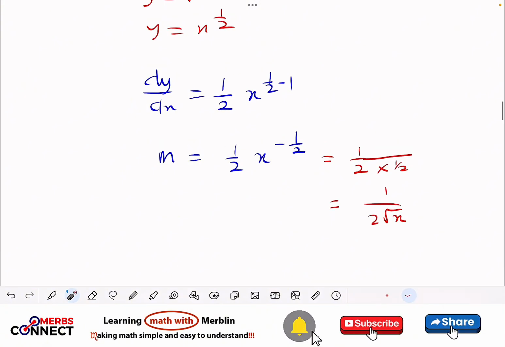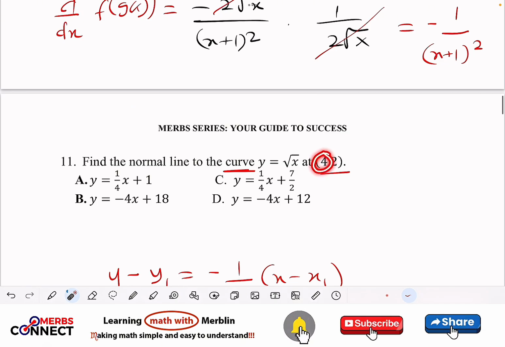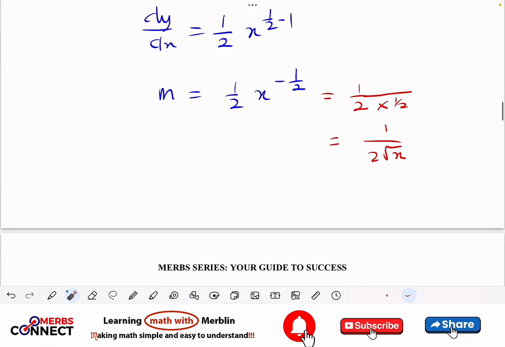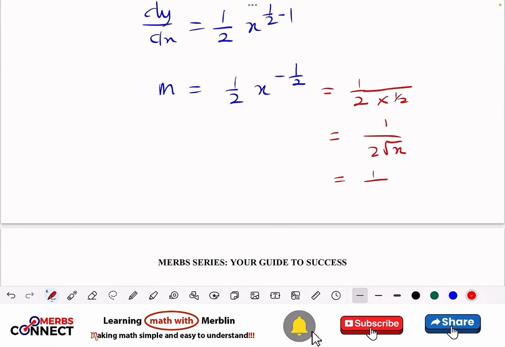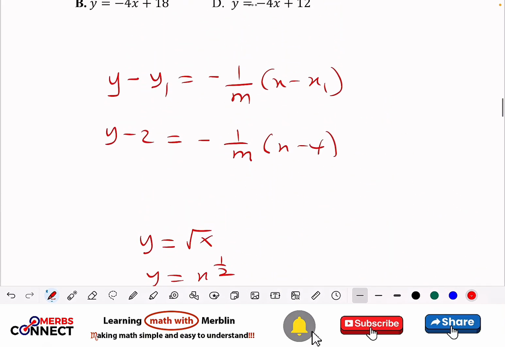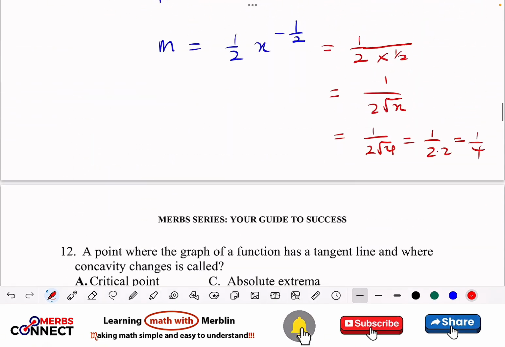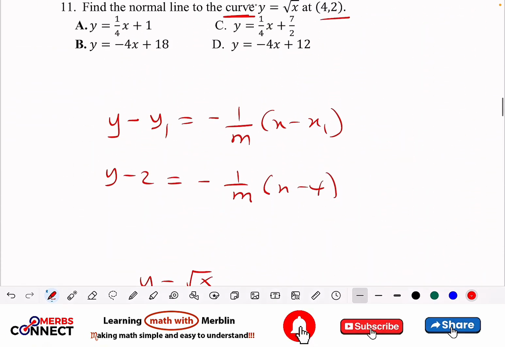But x is given as 4. So I'm plugging in 4 and I'm going to have 1 over 2 square root of 4, which is 1 over 2 times 2, and this is 1 over 4. So now the slope is 1 over 4. So let's plug it in here.